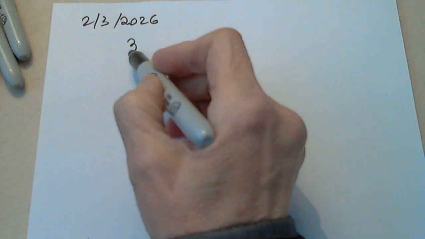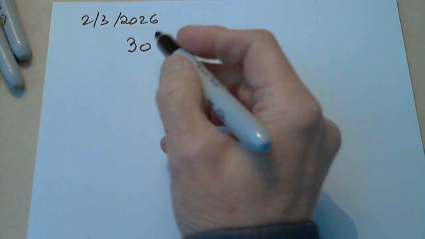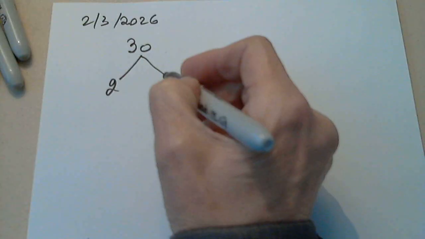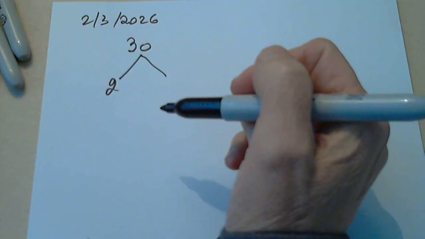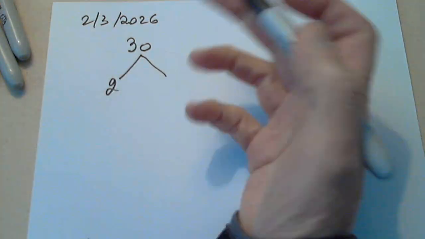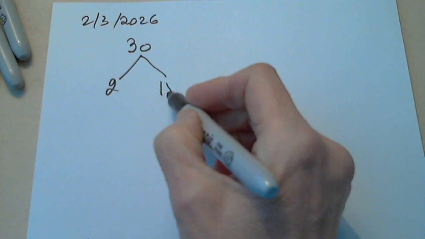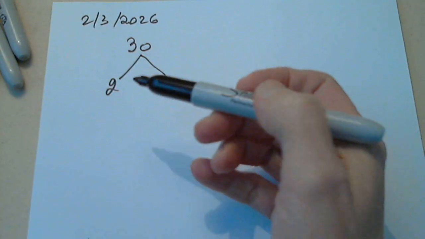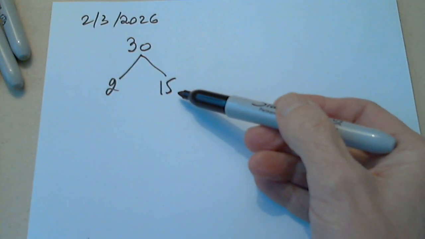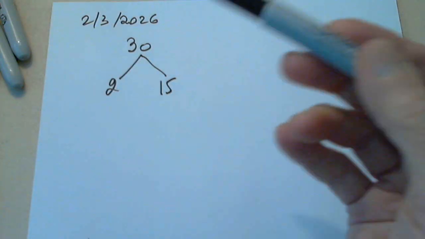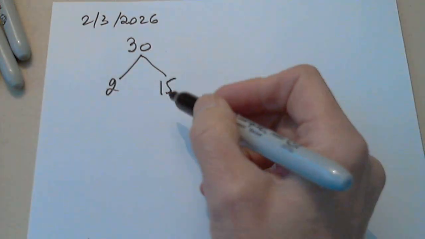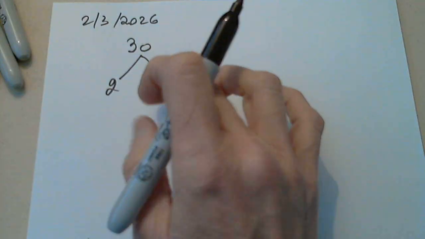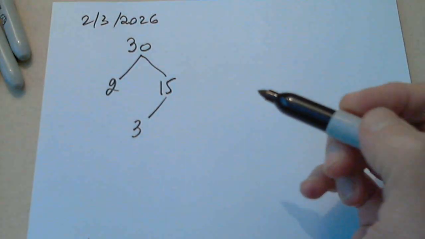Of number 30. 30 is an even number, so I know it's divisible by 2. I always start with the smallest prime numbers. The smallest prime number is 2. And then I have 15. Now, obviously this is not an even number, so I cannot continue with 2. I have to move on to the next prime number, which is 3. And it happens that 5 plus 1 is 6, so this number is divisible by 3.